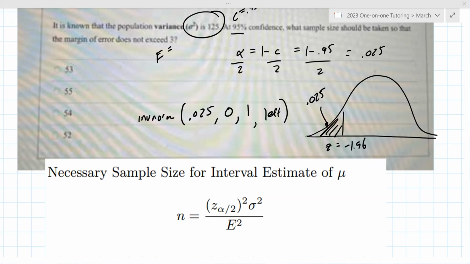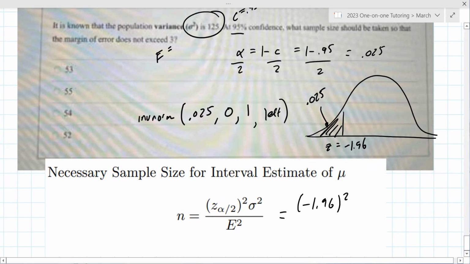Okay. So we're going to put that into the formula here, minus 1.96 squared. Now this time they're giving you sigma squared, so you don't have to square it. The sigma squared is 125. In an earlier problem, we did square it. E though is just E. You have to square that. And do you remember the last thing you do after you calculate this? No. Round up. Yes.